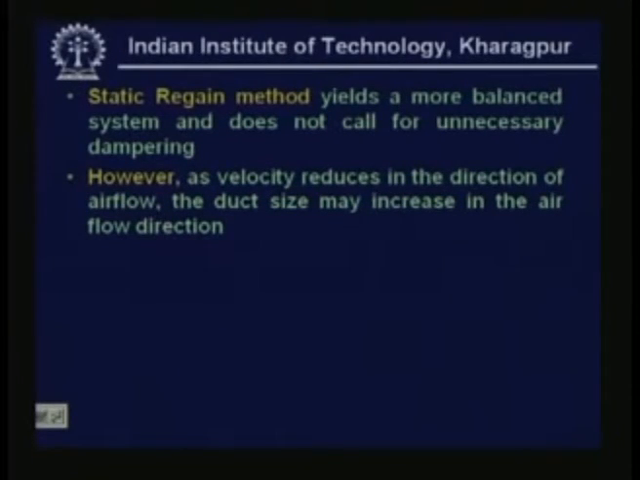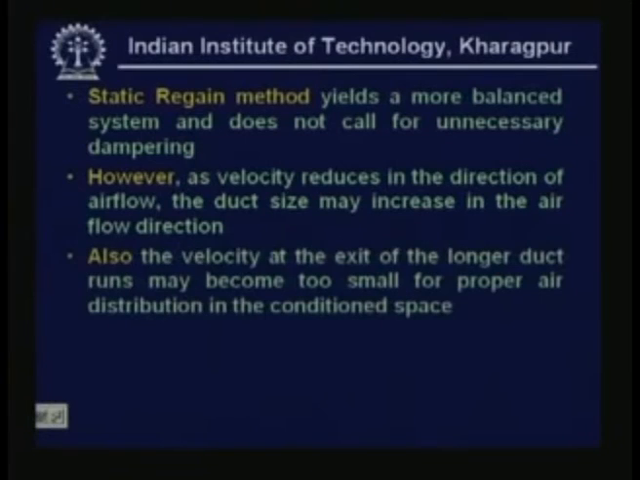However, there are certain problems with the static regain method. What are the problems? As velocity reduces in the direction of airflow, the duct size may increase in the airflow direction. So, this is one major problem. So, you have to progressively reduce the velocity. As a result, the duct size may go up. Second problem is that as the velocity reduces in the direction of airflow, the velocity at the exit of the longer duct runs may become too small for proper air distribution in the conditioned space.